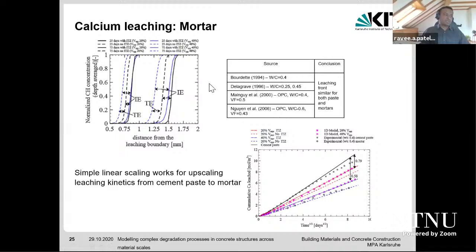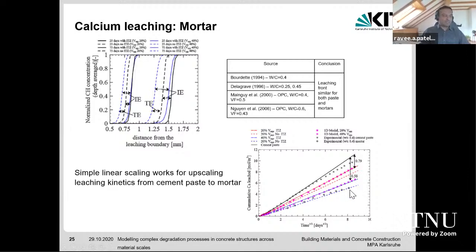And the reason for this was something which we were able to establish from our simulation: in the case of mortar, you have two phases. One is basically the aggregates, which is increasing the tortuosity. And the other phase is this interface transition zone, which is increasing the diffusivity. When these two interplay, they cancel the effect, and the net effect is we have a front which is the same as that of cement paste.